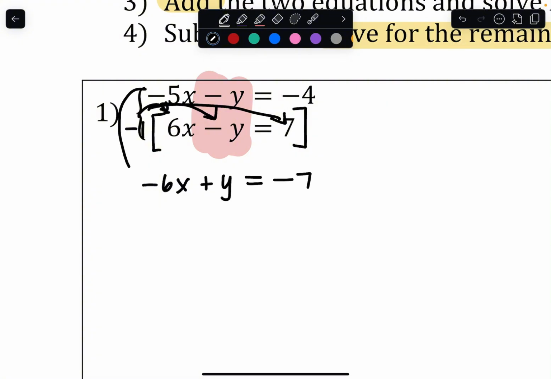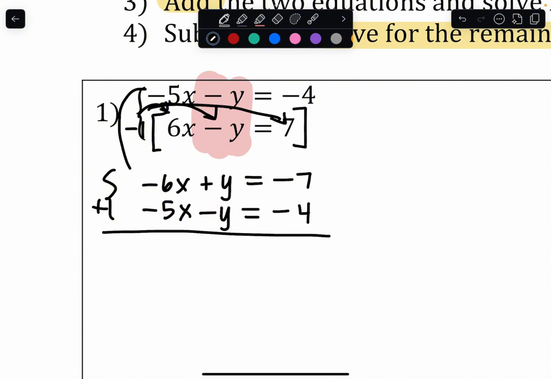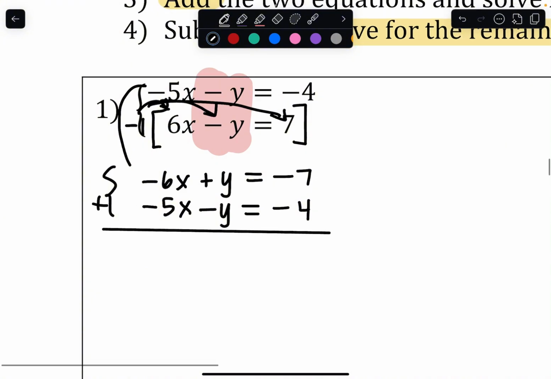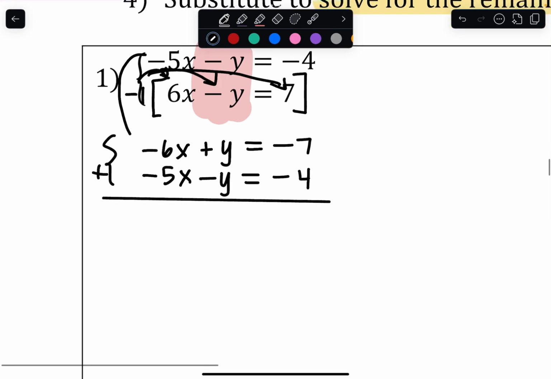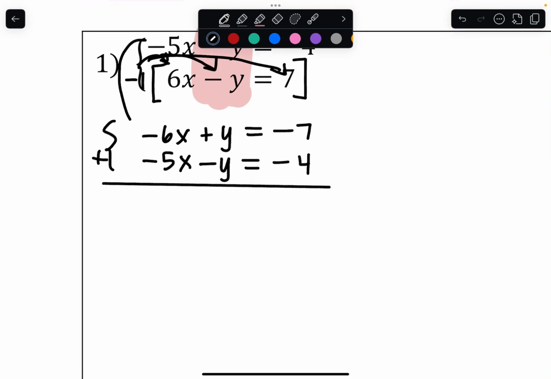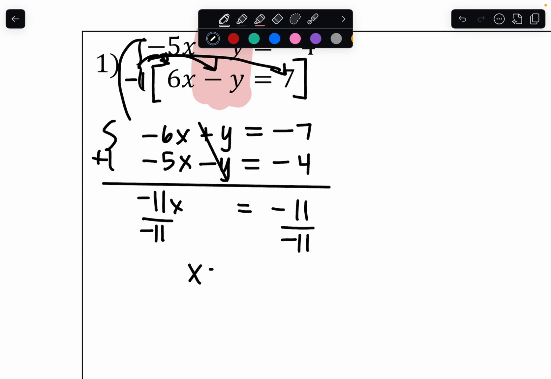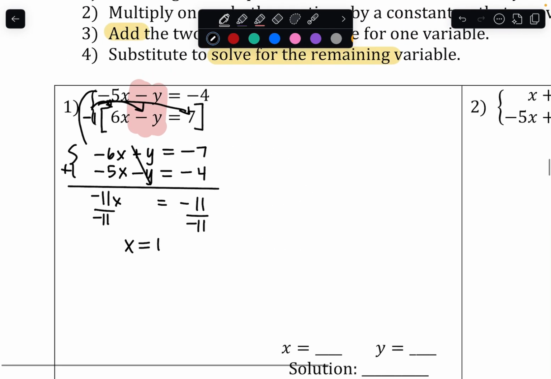Now, when I put the other equation below it, now I have my 0 pair. Okay, and so you can multiply either equation by a -1 to make this happen. I just picked the bottom. And so now the y's will cancel. I'm left with -11x equals -11, which means x equals +1.